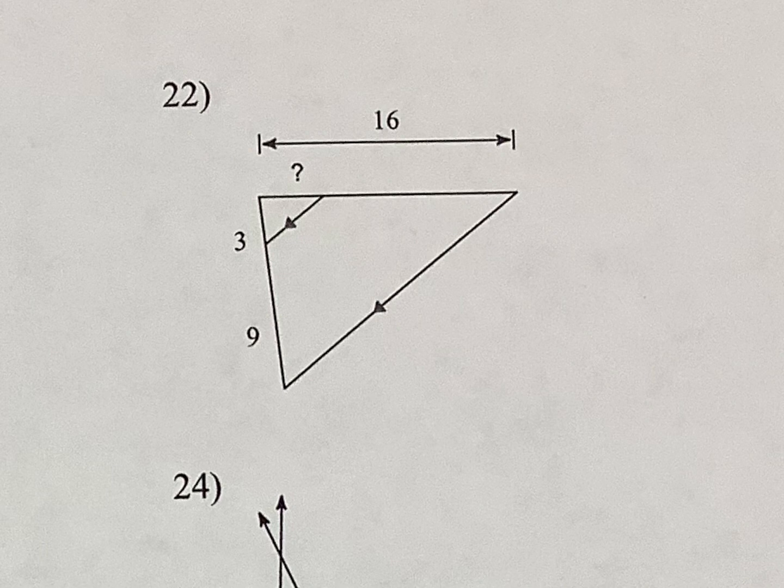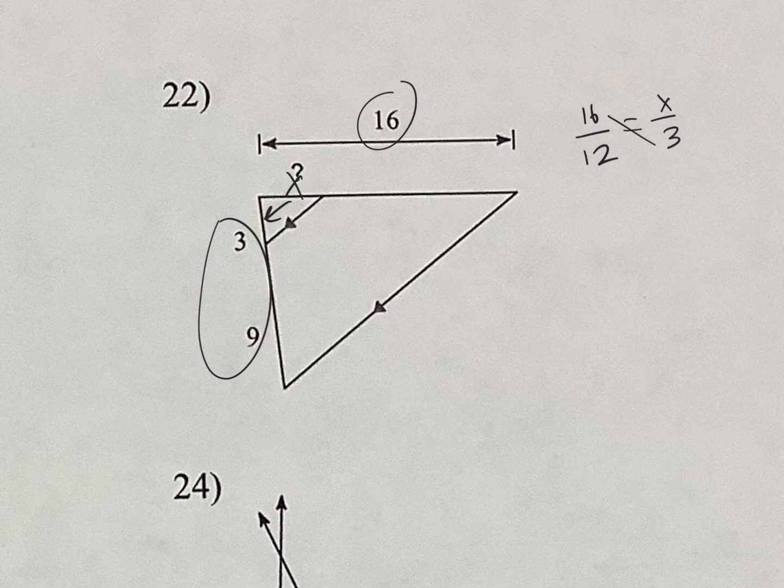So you could do the whole side is to this whole side. So 16 is to 12 as x is to 3. There's a couple different ways you could do all of this stuff. All right, so 16 times 3 is 48. 12 times x. Divide off the 12. X is 4. Okay. 23.